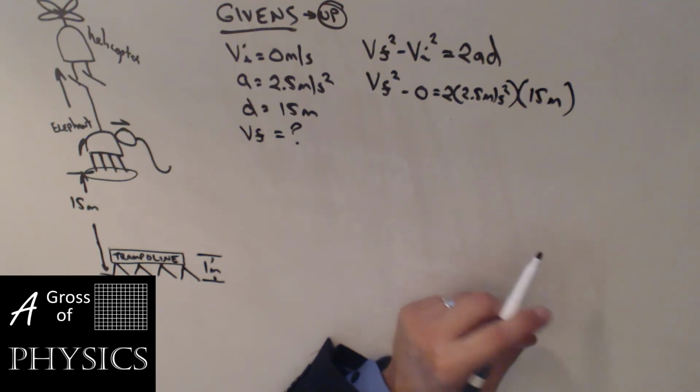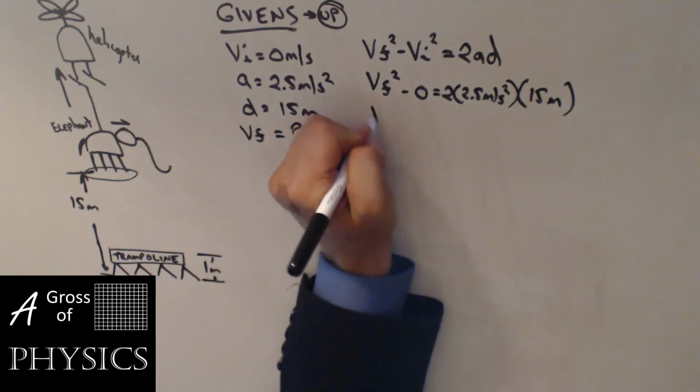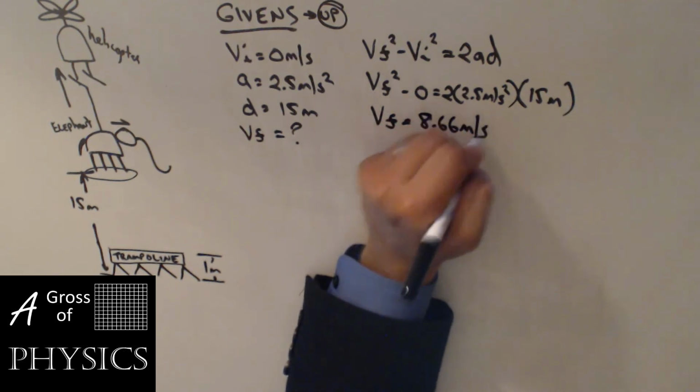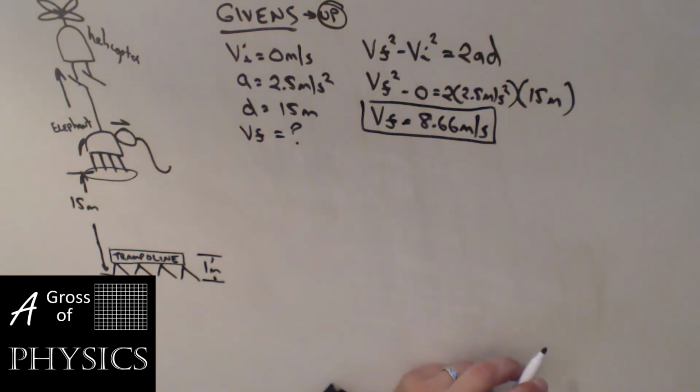And it's moving upward, so it's a positive 15. So at this point, we only have one unknown, which is VF. 2 times 2.5 times 15. That's going to yield 75, and then I'm going to take the square root, and I'm going to get 8.66. So VF is 8.66 meters per second. And it's positive, so we're going to use the positive root.